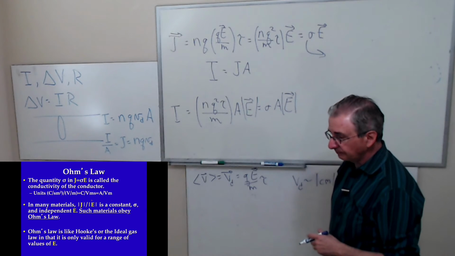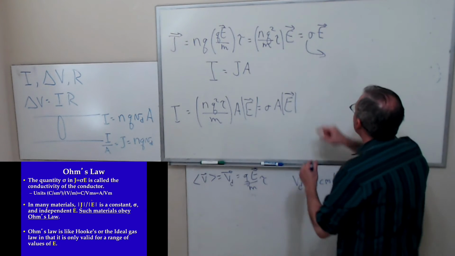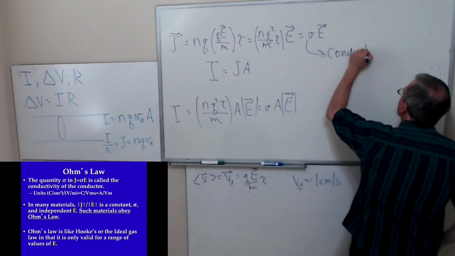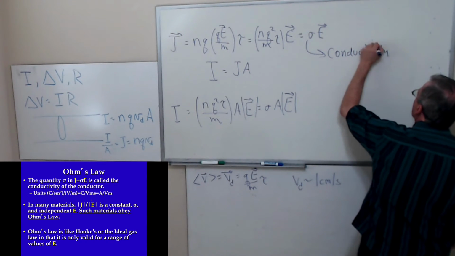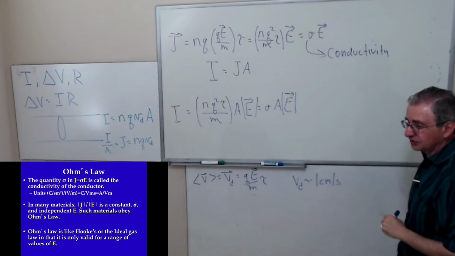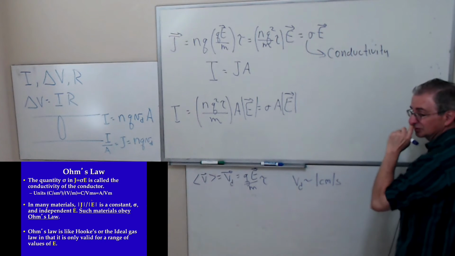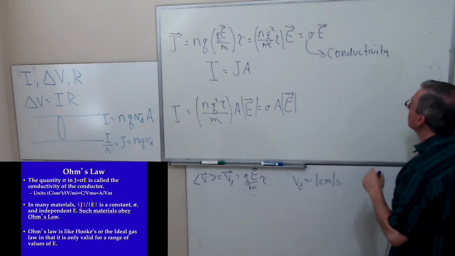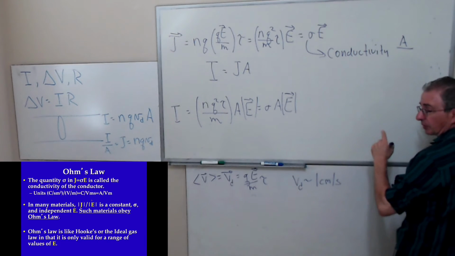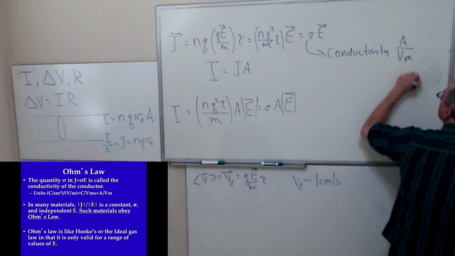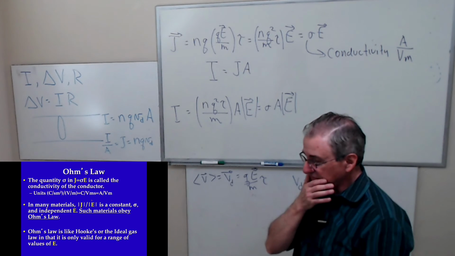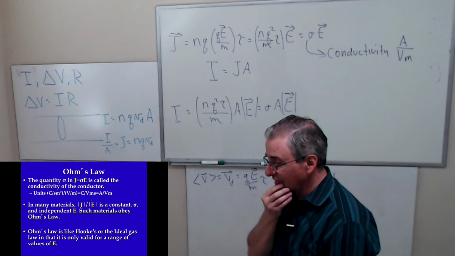This thing is called the conductivity, and it's in coulombs per second meter squared. I'm sorry, it's an amp per volt meter. So amp per volt meter. That's the units. And you can see in the slides where the amp per volt meter comes from.